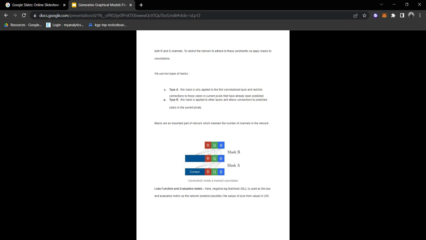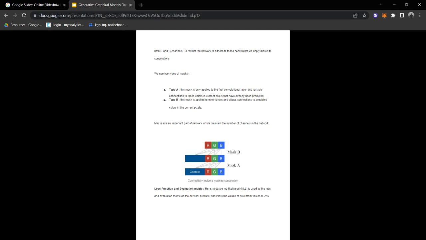Now, there are two types of masks used, type A and type B mask. Type A mask is only applied to the first convolutional layer and restricts connections to those pixels in the current pixel that have already been predicted. Type B mask is applied to other layers and allows connections to be predicted in colors in the current pixels. Masks are an important part of networks, which maintain the number of channels in the network.